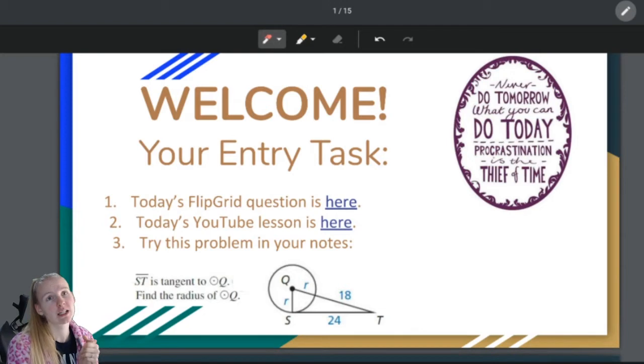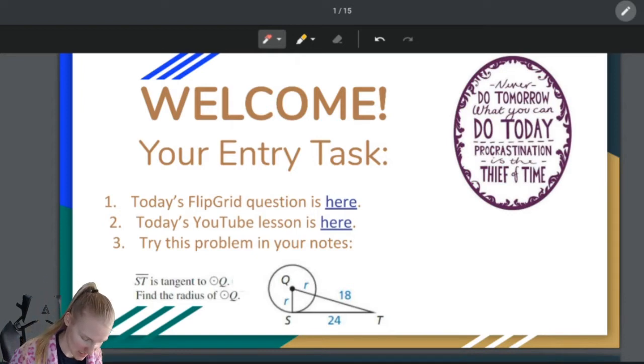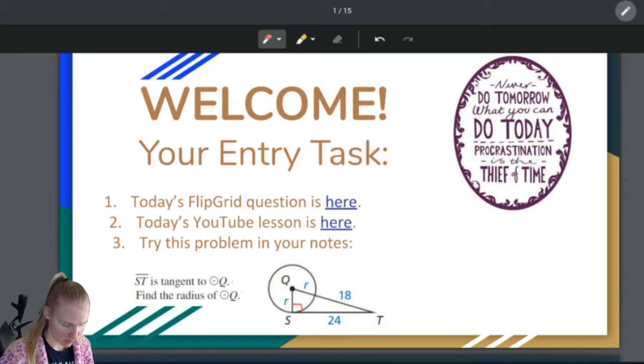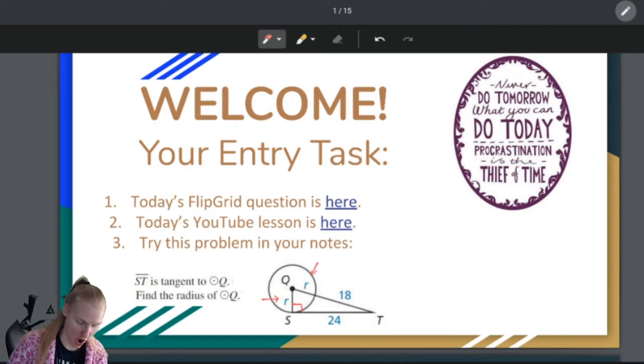Good for you. Please do this problem in your notes, and then unpause it and do it with me. Okay, we are told that segment ST is tangent to circle Q, which means that this is a right angle, and we want to find the radius of circle Q, so we are looking for that guy and that guy. They're the same guy. We're looking for R.